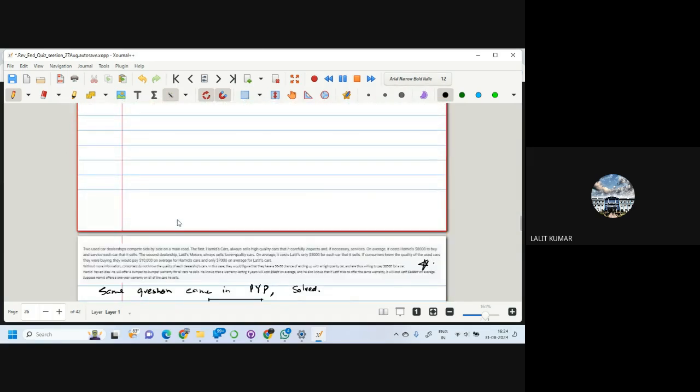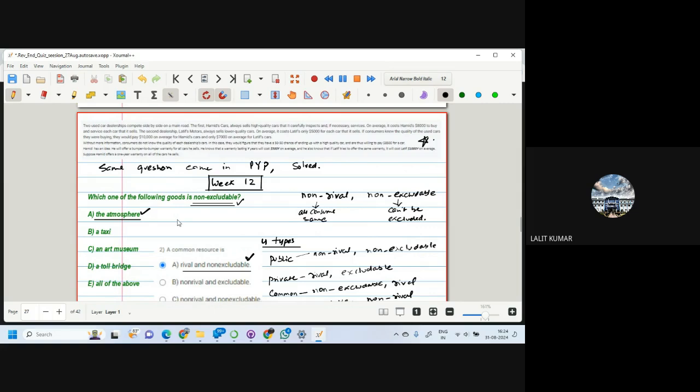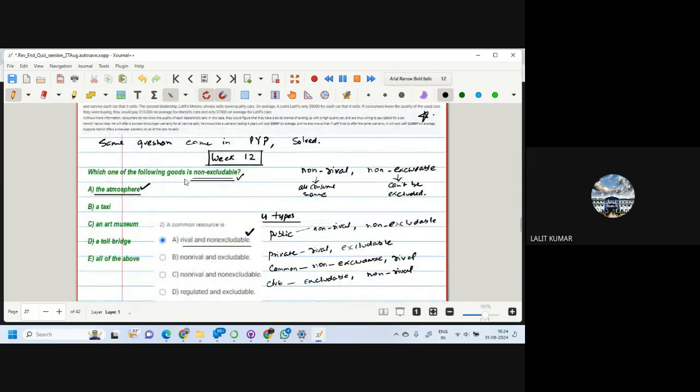So both of these questions we have solved. Now, Hamid and Latif sir, we have solved it here. This has again come in the previous year papers.